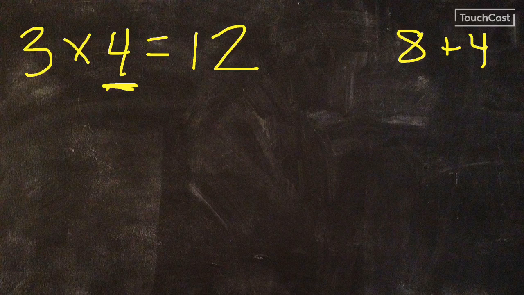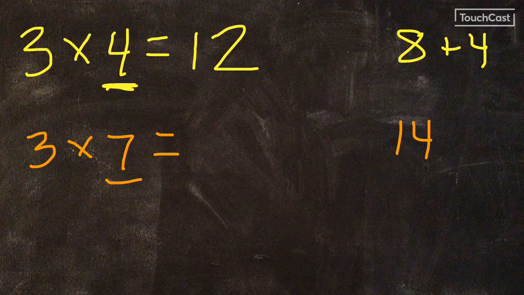I'm going to try it again with a different problem. Let's say I'm doing 3 times 7. I'll look at the number that's not 3. In this case, it's 7. Double it, add 1 more. 7 doubled, 7 plus 7 is 14, and 1 more 7 equals 21.